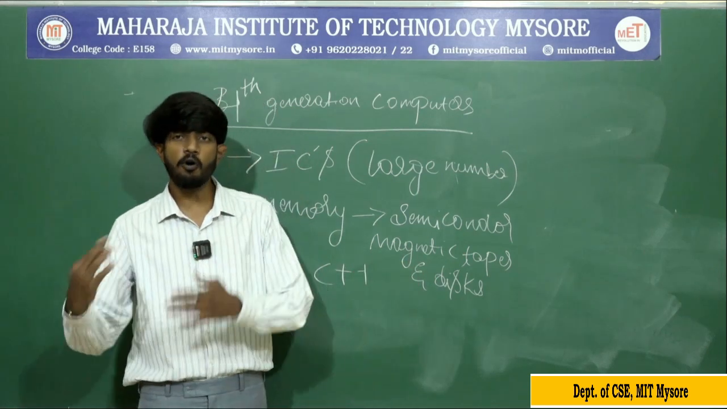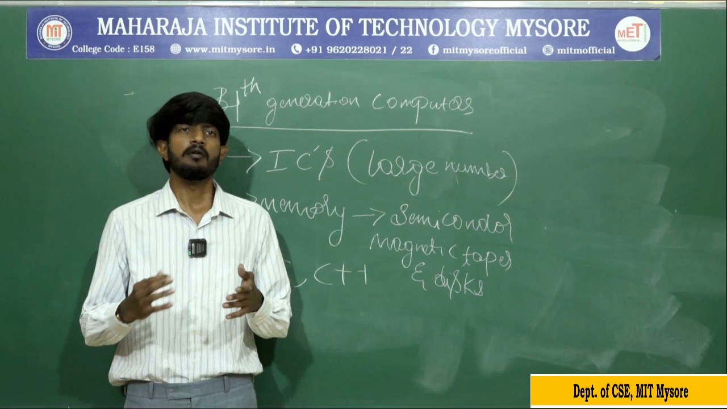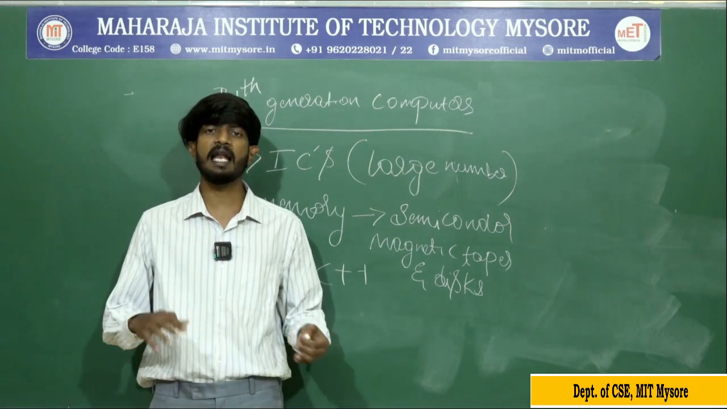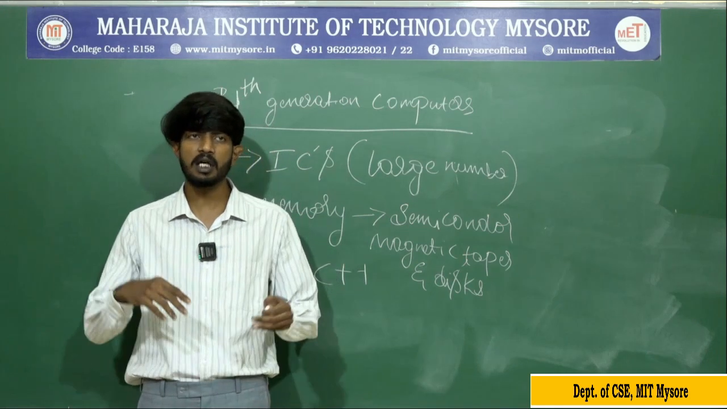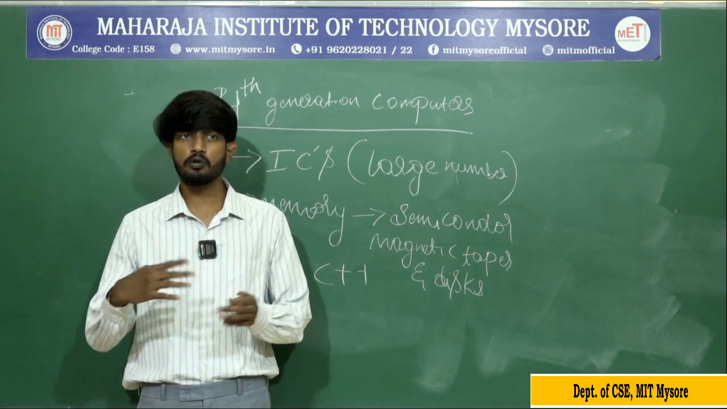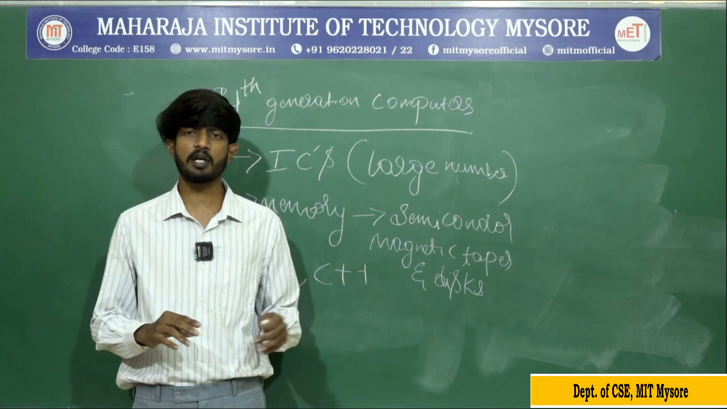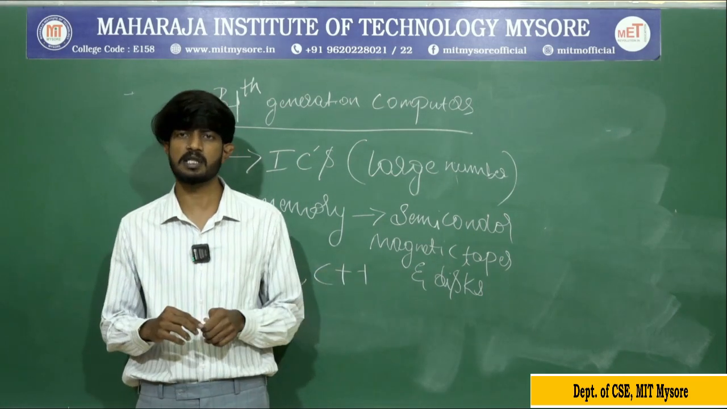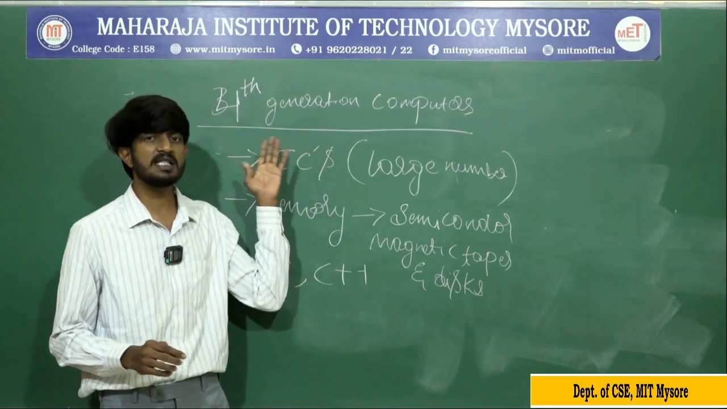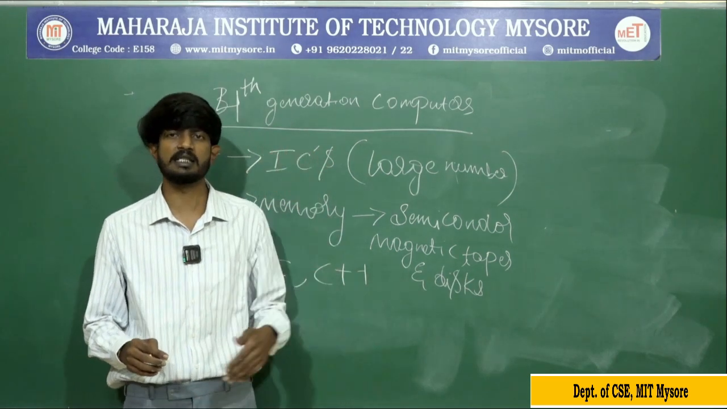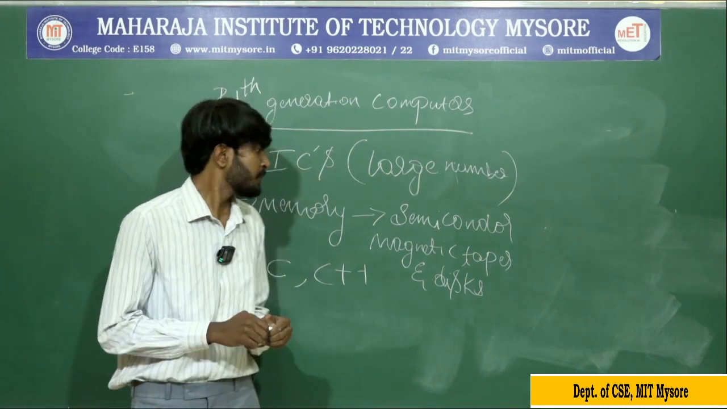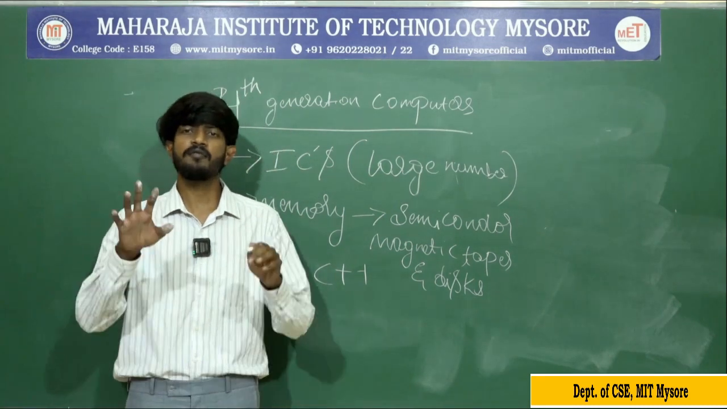So in the fourth generation of computers, C and C++ were given as the input language to interact with the computer. To do some tasks, we are going to give the instructions in the form of C and C++. So this is where C and C++ came into existence, that is in the fourth generation of computers. Okay. So the next is fifth generation.